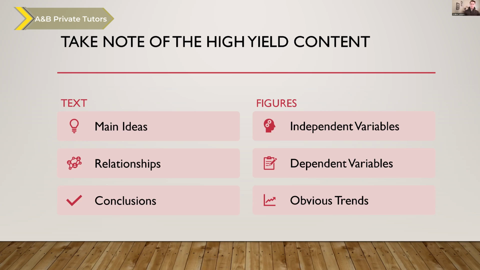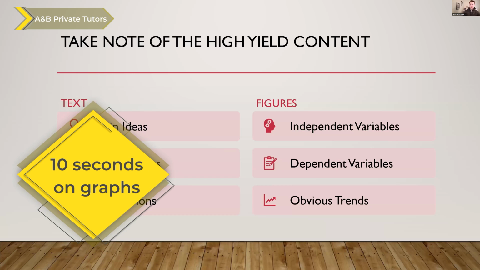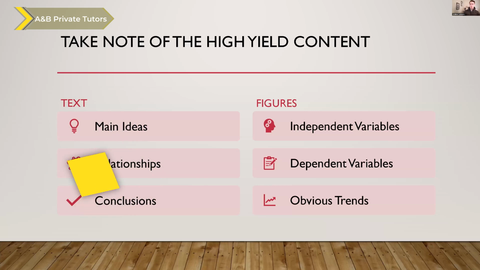Now, when you're analyzing a figure, such as a graph or a table, there are three steps I want you to do every single time you see it. I want you to figure out what are all of the independent variables, what are all of the dependent variables, and what are any obvious trends you see. And if you're wondering if this will take too long, it shouldn't. I don't want you to spend more than 10 seconds on analyzing any trends in a figure. If nothing pops out at you right away, that's okay. You'll just use the questions themselves to help guide you through that figure later on.